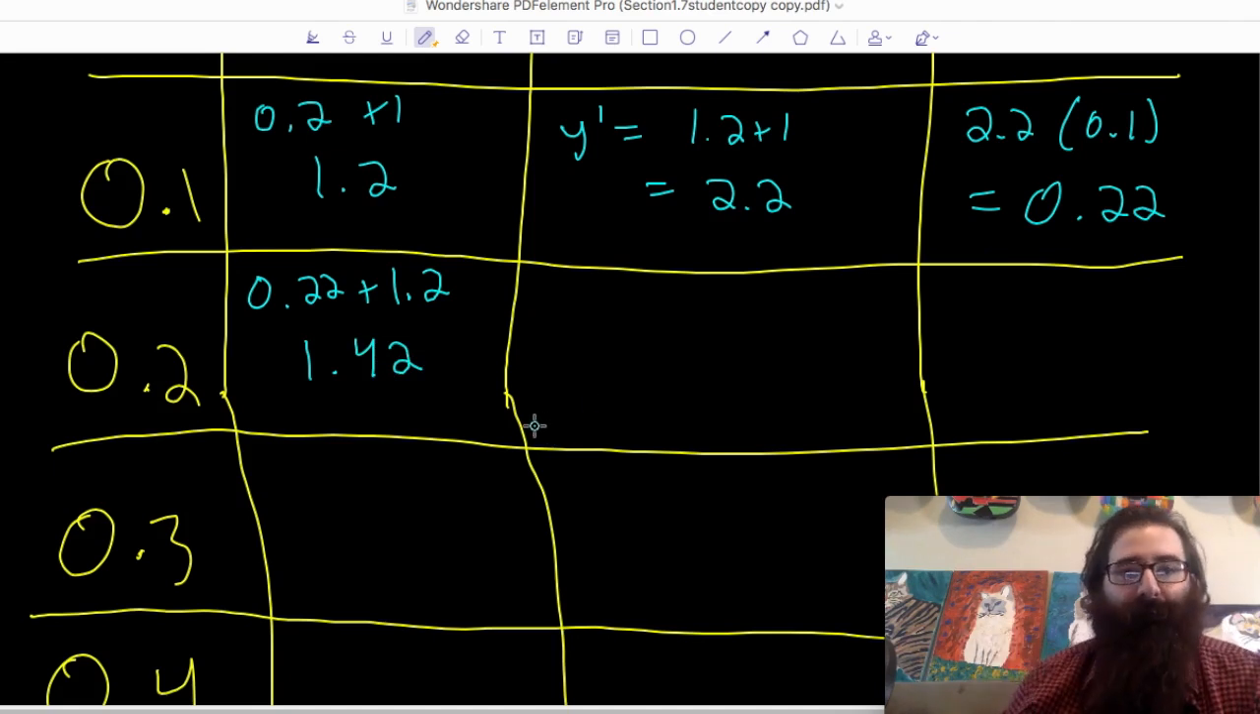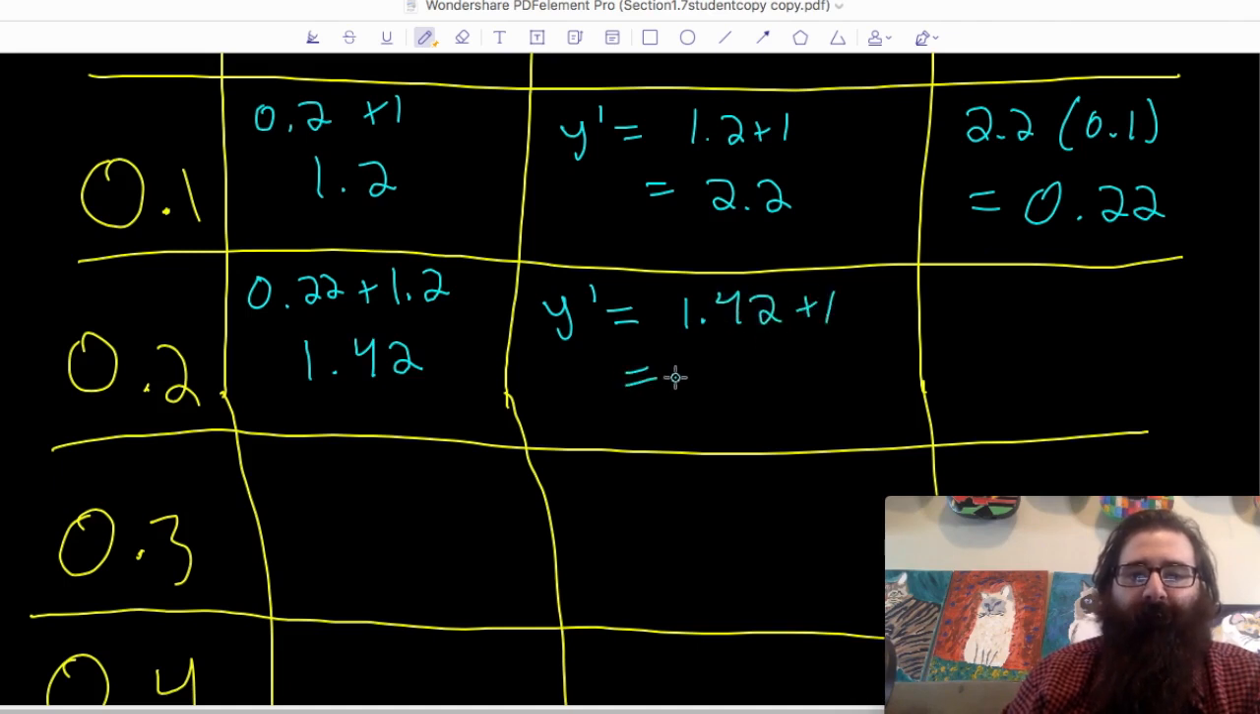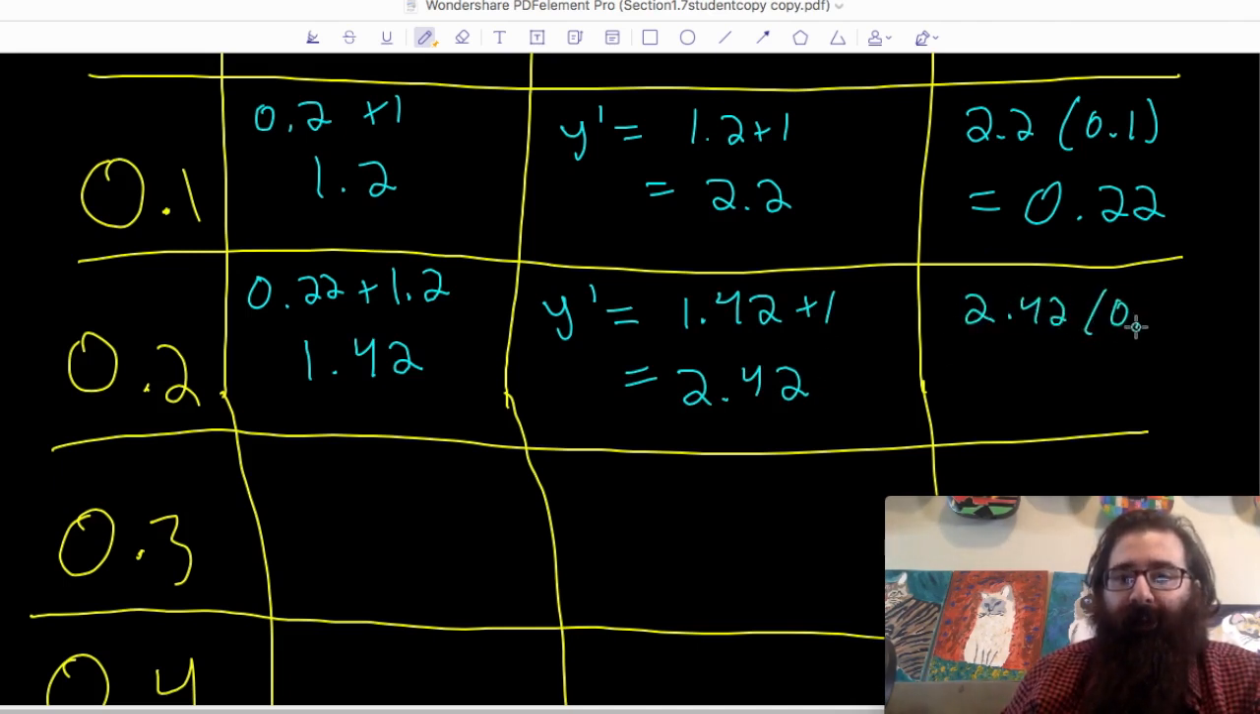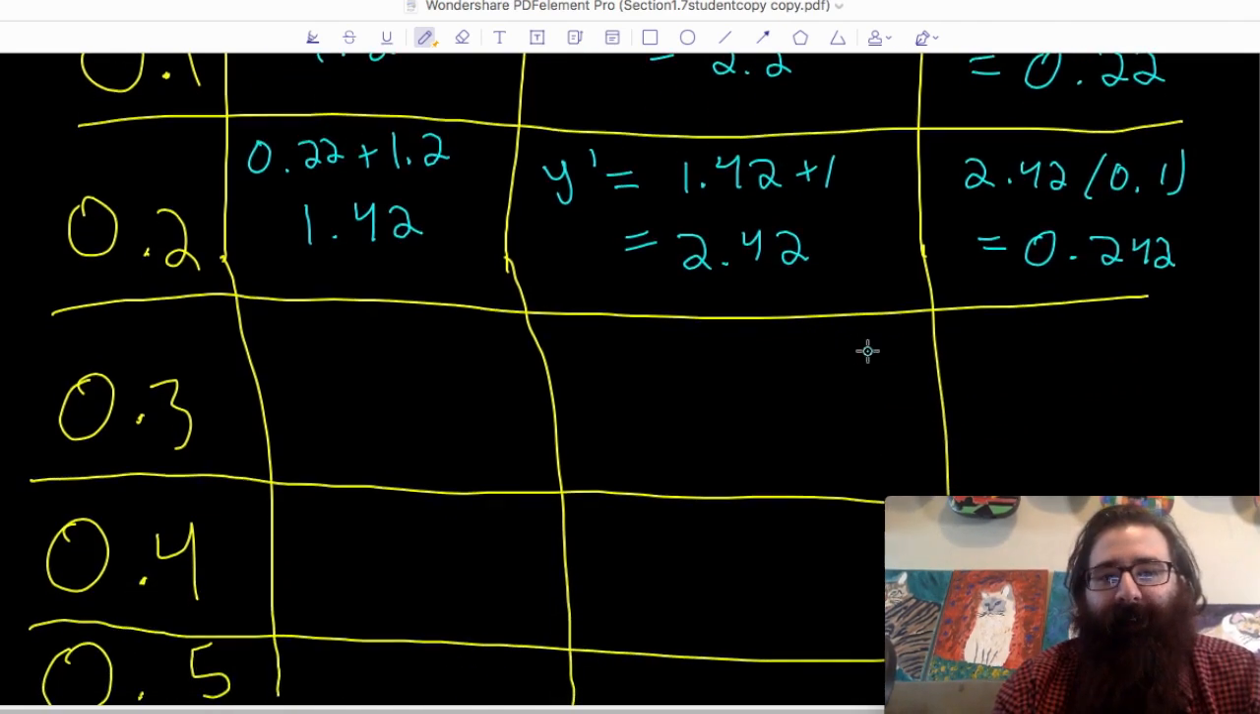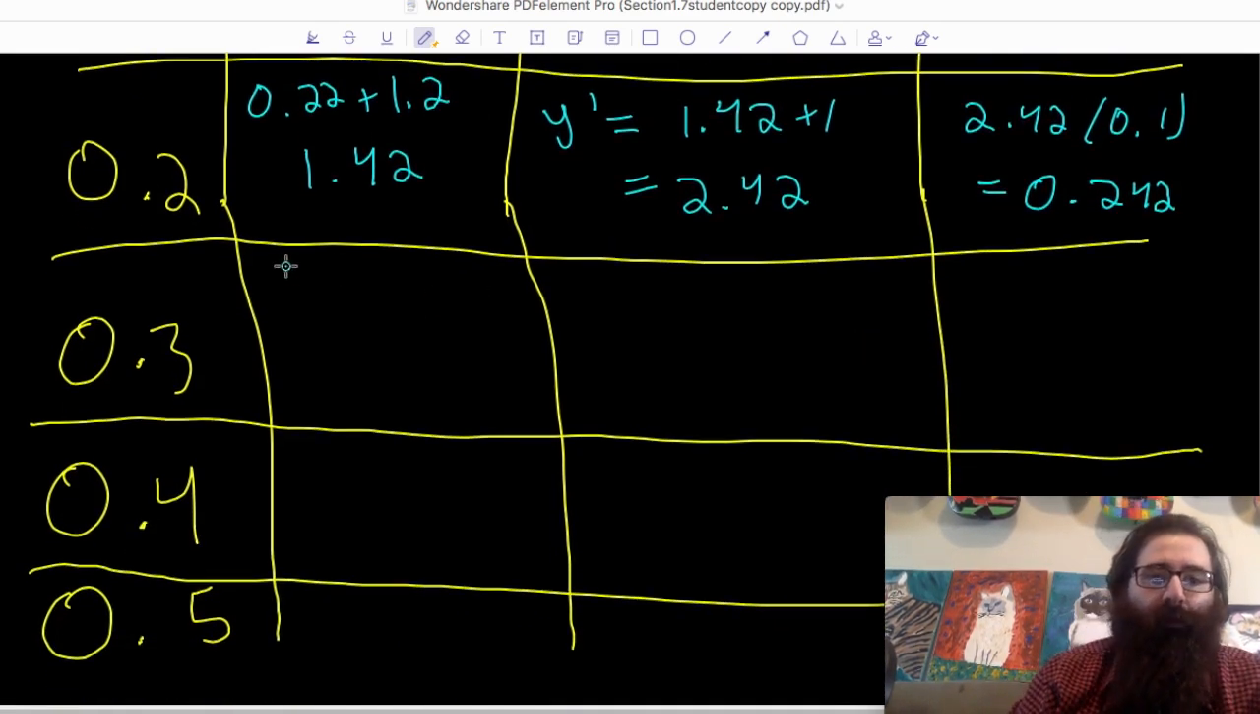And then again, right, so we keep doing this. So now I go to my differential equation. Y prime is y plus 1, so that's 1.42 plus 1 gives me 2.42. I go into the next cell. I take the 2.42, I multiply it by h, which is 0.1. This gives me 0.242. And now I have to add this to my current y value. So 1.42 plus this 0.242, and that's going to give me 1.662.